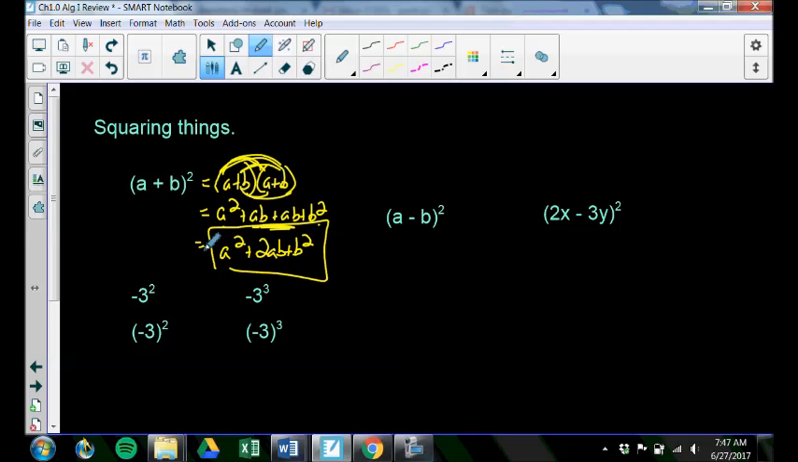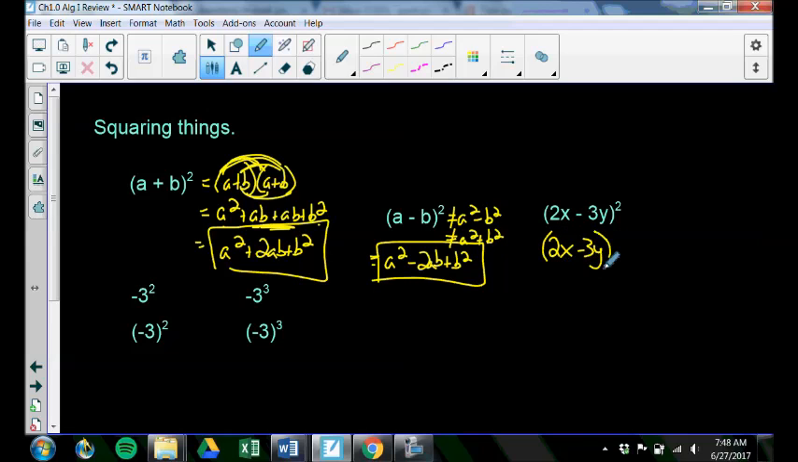In the same way, a minus b squared is not a squared minus b squared, and it's not a squared plus b squared. This becomes a squared minus 2ab plus b squared. Not a plus, but a minus. So for example, I'll do one that's kind of a pain here, but not that bad, so you can do things like this once you get the feel for it.